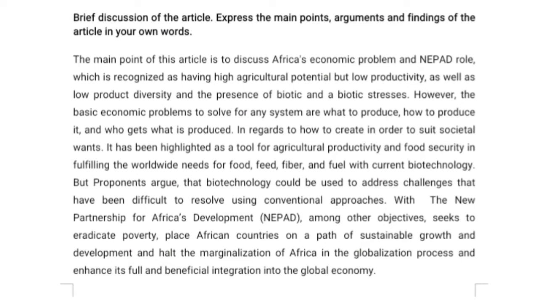With the New Partnership for Africa's Development, or NEPAD, among other objectives, it seeks to eradicate poverty, raise African countries on a path of sustainable growth and development, and halt the marginalization of Africa in the globalization process and enhance its full and beneficial integration into the global economy.